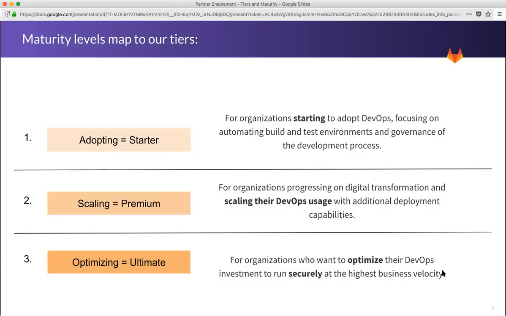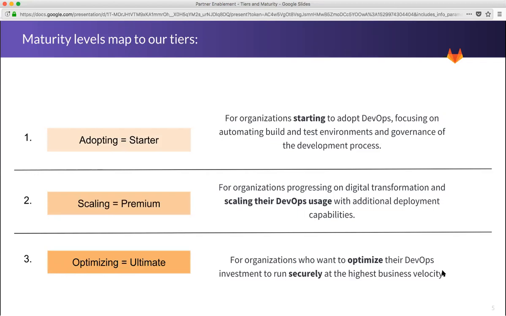So those stages, of course, naturally align to our product tiers. Adopting is starter, scaling is premium, and optimizing is ultimate. So a way to think about starter, for example, is if the customer you're talking to is using Subversion or other legacy products, they're not even on Git, or maybe they're on Git, but they're not auto building yet. Right? This is an organization that's still kind of getting their sea legs. They're still figuring out how to automate their process and how to handle their code.